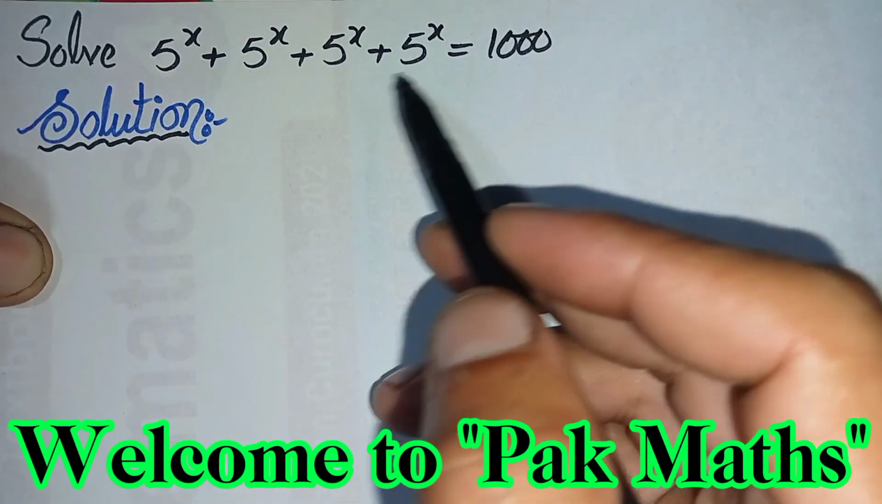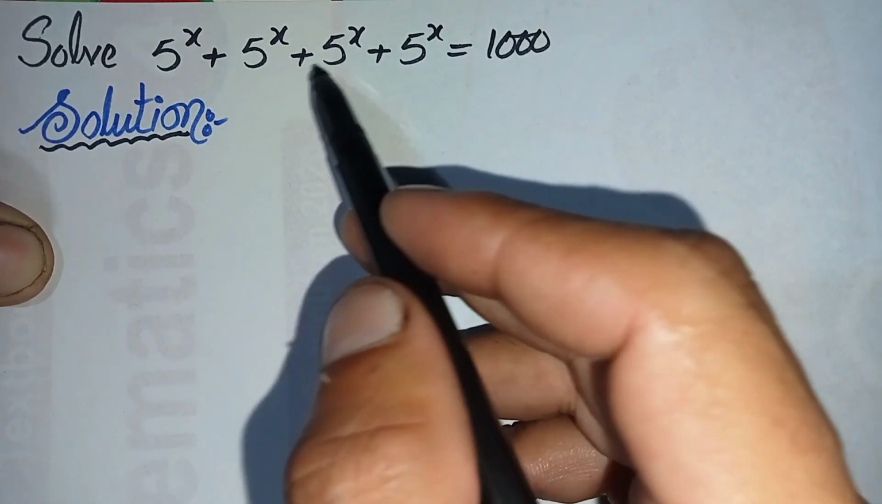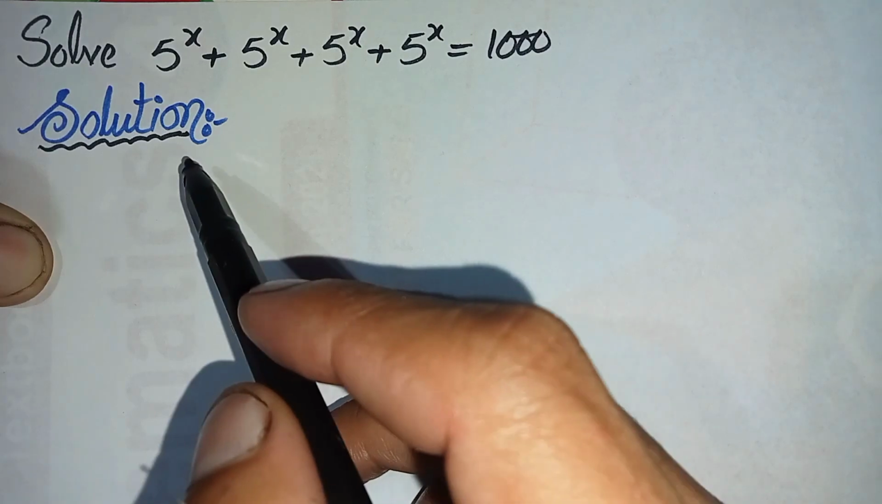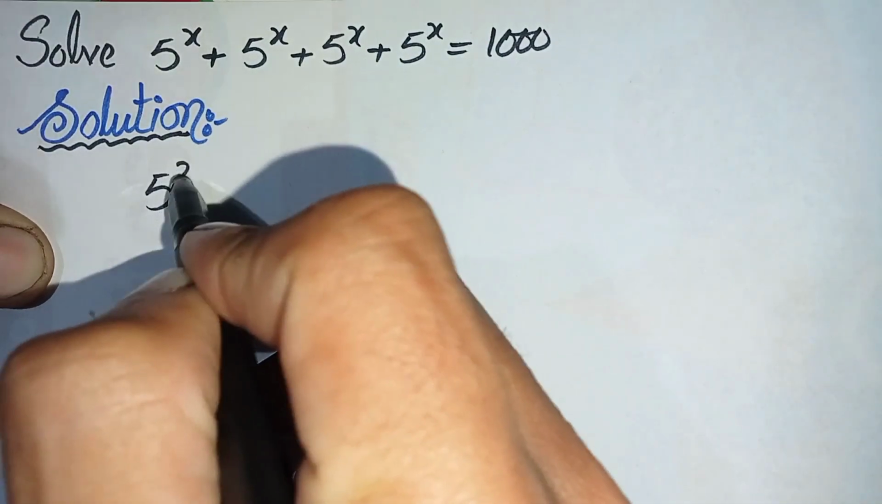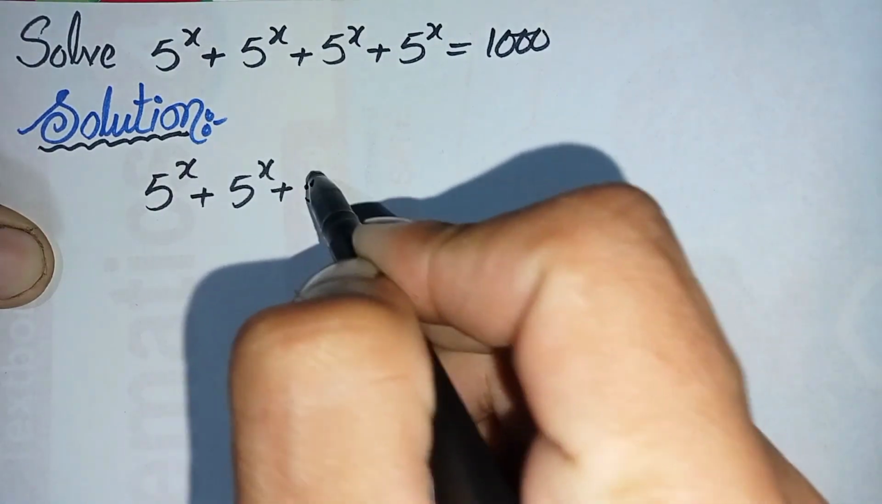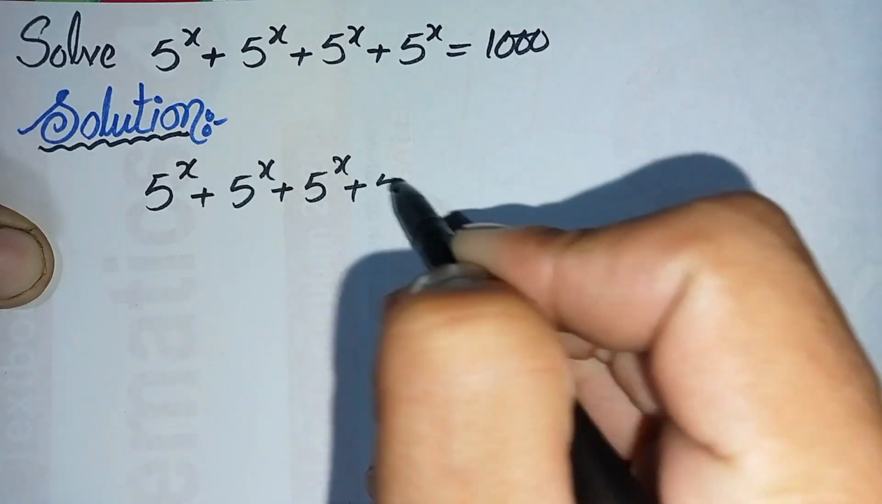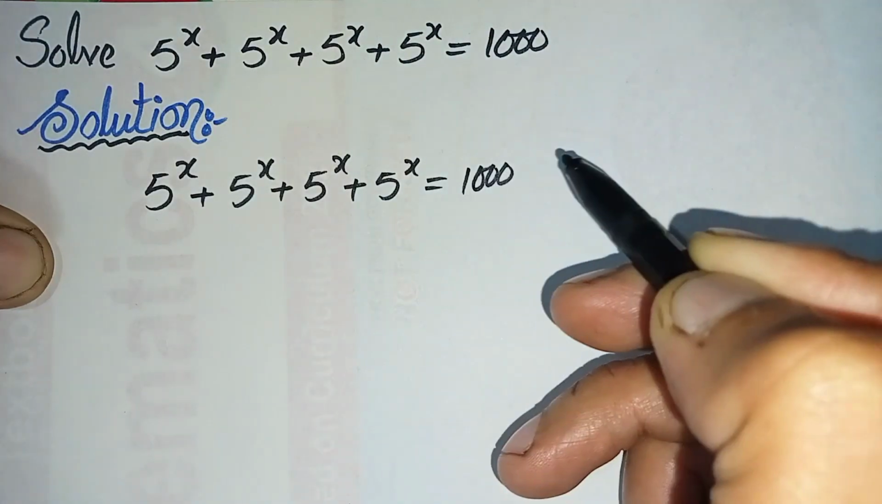In this video I am going to solve this nice exponential math problem. So first of all, we will rewrite this question in the solution again. So the question is 5 raised to power x plus 5 raised to power x plus 5 raised to power x plus 5 raised to power x is equal to 1000.